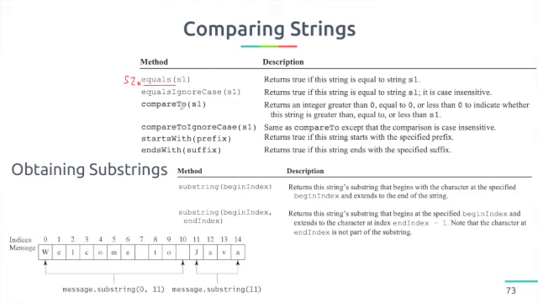That integer will be greater than 0 if the first string is greater than the second string. It will return 0 if they are equal. It will return less than 0 if the second string is greater than the first string. Compare to ignore case will do the same as compare to, but ignoring the case, or case insensitive.